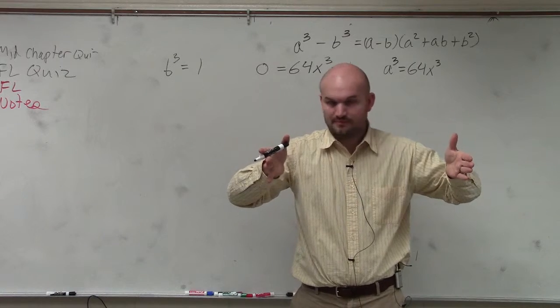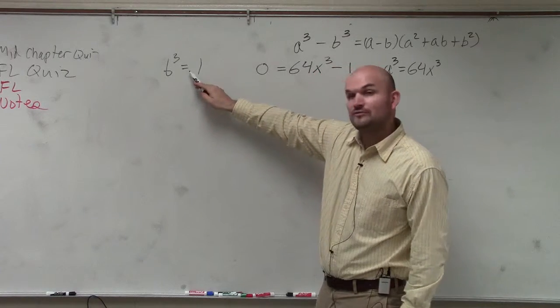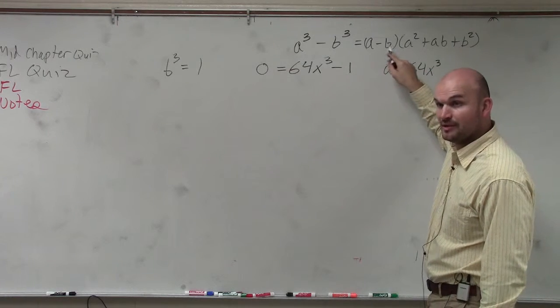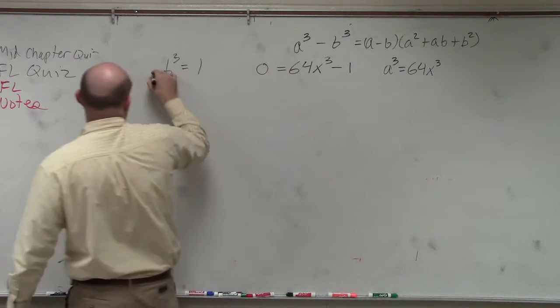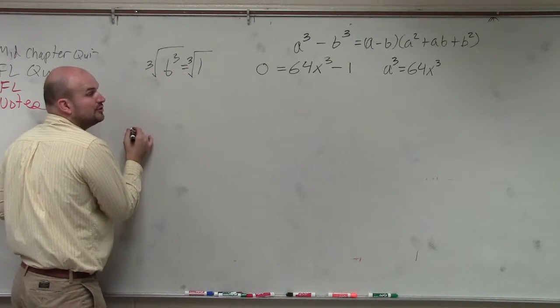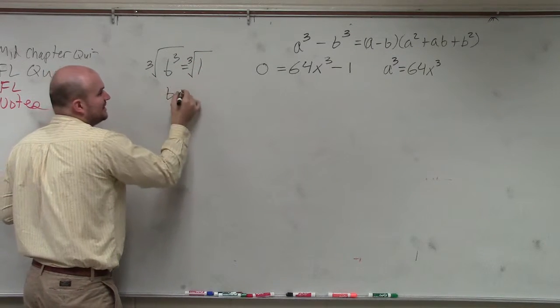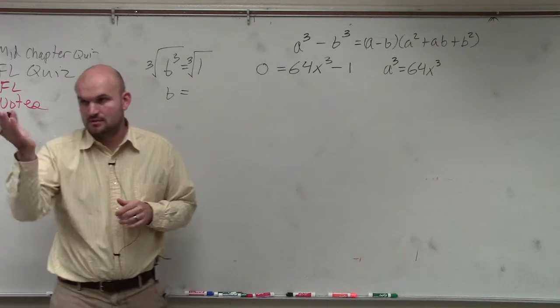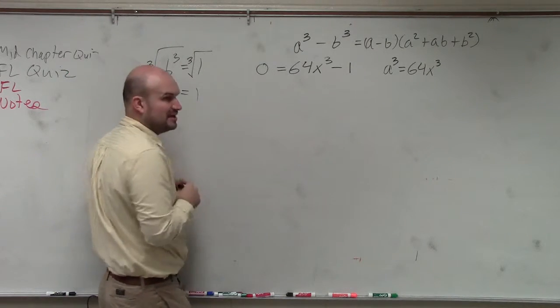OK. So for this one, if I want to figure out what b is, because I've got to plug in b, does everybody see that? I've got to plug in b. So I need to figure out what b is. I'll take the cube root to undo the cubing. And the cube root of b cubed is just b. So what number multiplied by itself 3 times gives you 1? 1. Good. So b equals 1.